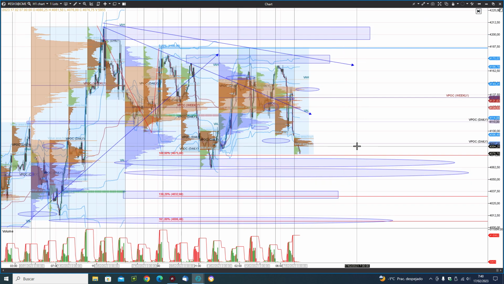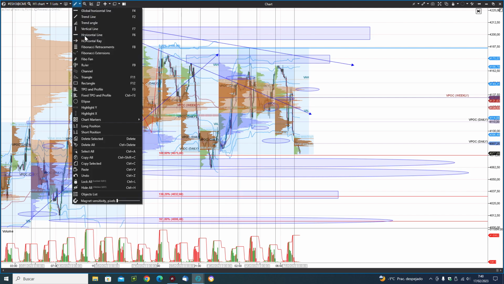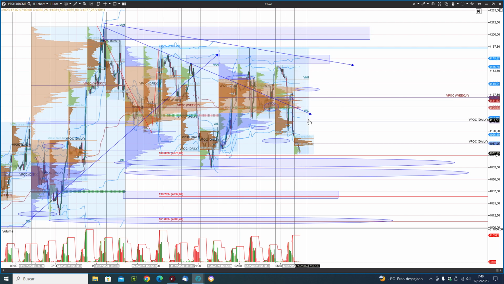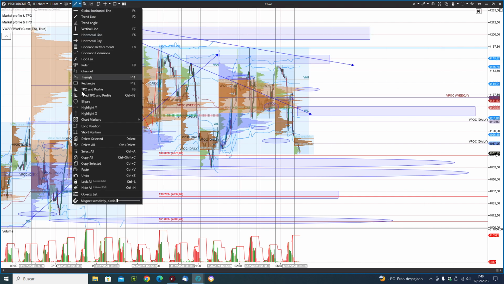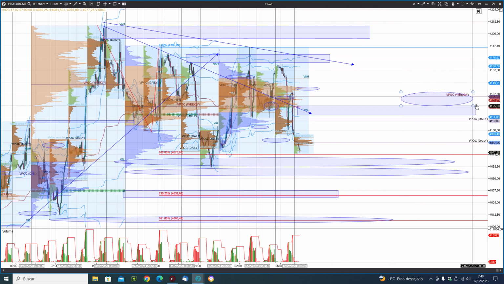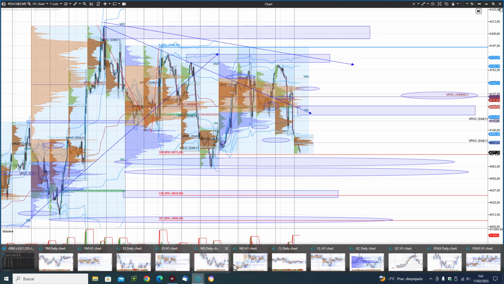Talking about higher targets, very clear. First step, this final of weekly VWAPs between 4,117 to 4,124. Let's mark it. Okay, first target. Second target, current weekly VPOC at 4,135. We got it. And let's go to Nasdaq.